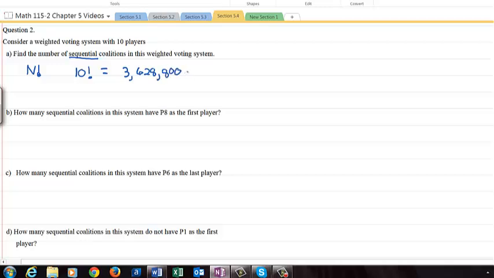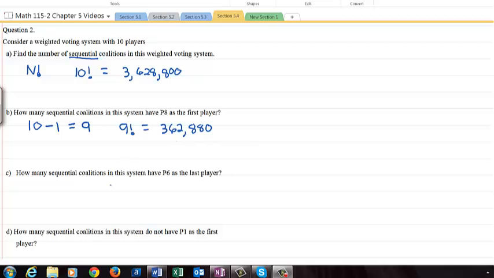sequential coalitions. Part B. How many sequential coalitions in this system have player 8 as the first player? 10 players to start. We're going to fix 1 player. That leaves us with 9 unfixed players. The number of coalitions then is 9 factorial. 9 factorial is 362,880.